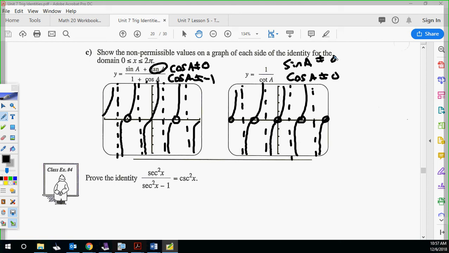All right, we're going to prove one more identity and call it a day. Any questions on the graph? Okay, I'll let you guys sketch after a second. I'll pause.